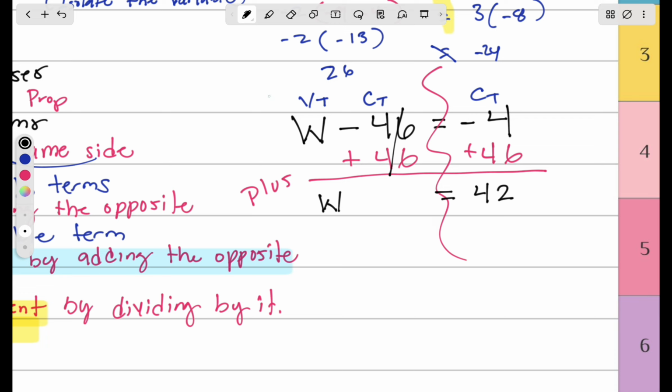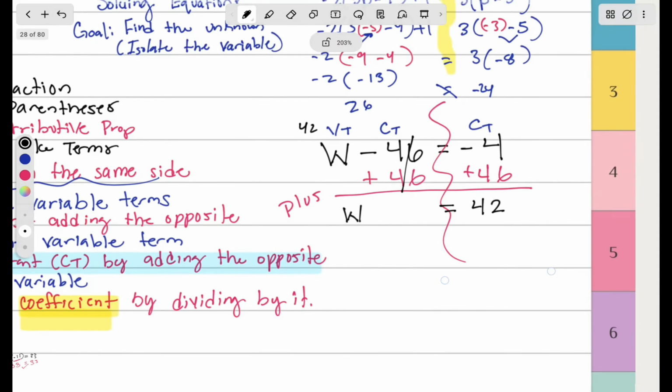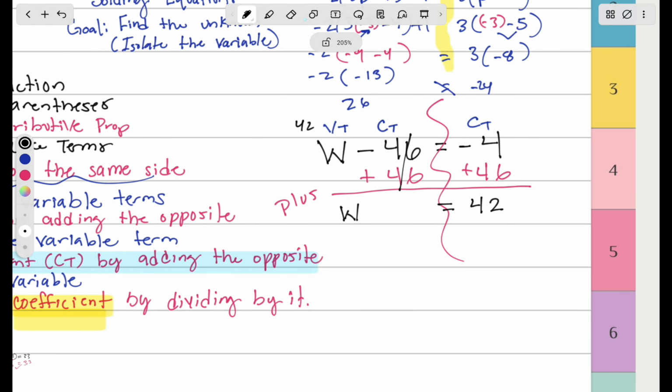Check me out. What's 42 minus 46? Should be negative 4 if you plug it back in. So you should know if your answer is right before you turn it in. You can't check it before you do it. All right, let's keep going.